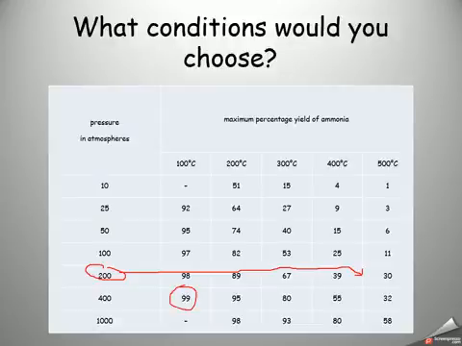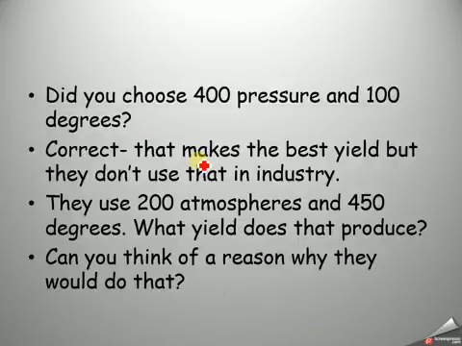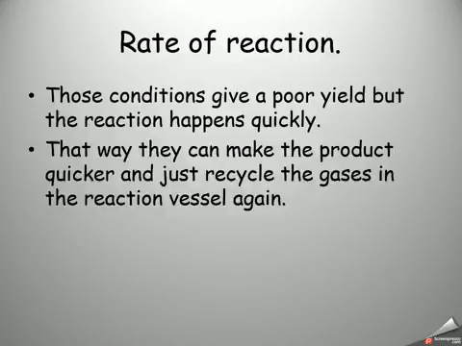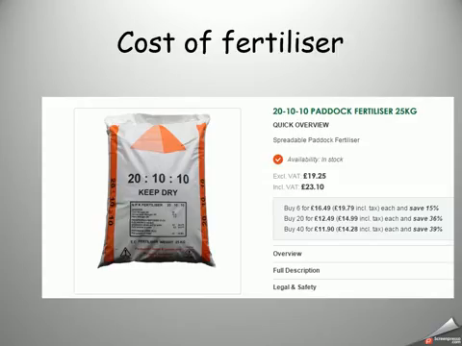Okay, so I've gone through this pretty quickly, and as I suggested earlier, you should go through this again. So those conditions give a poor yield, but the reaction happens quicker. That way they can make the product quicker, and they just recycle the gases through the reaction vessel again.